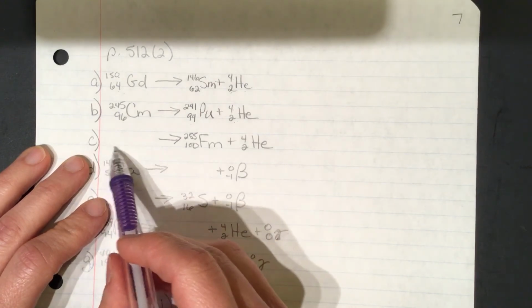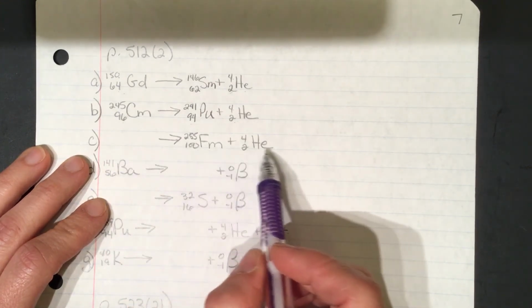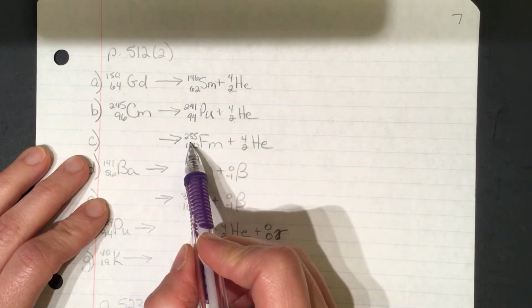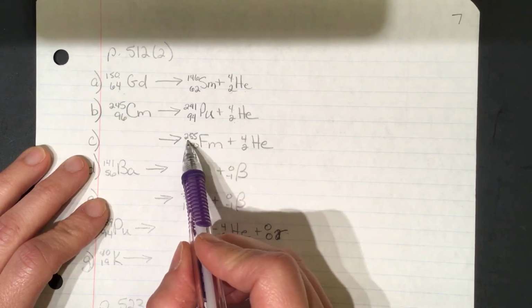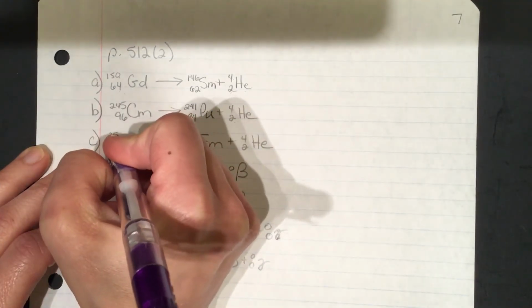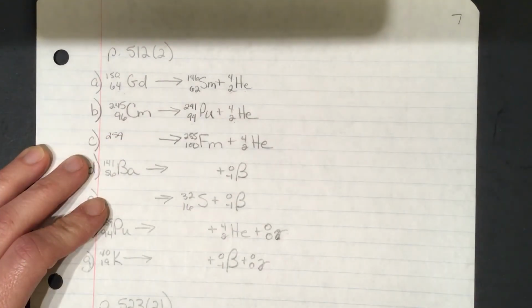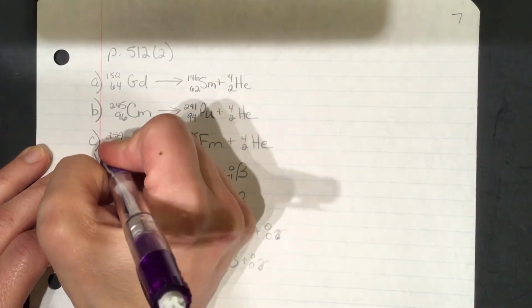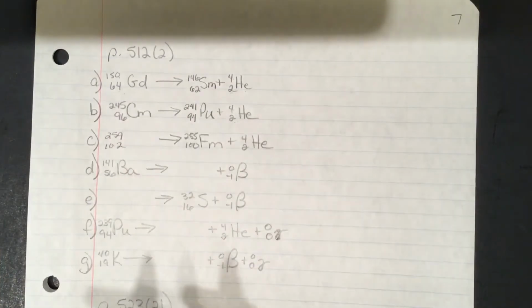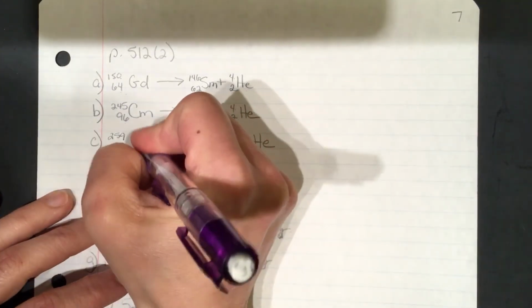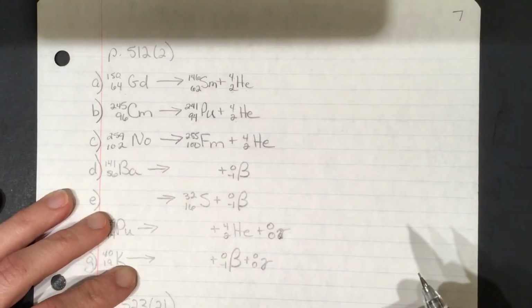Okay, now I want to know what undergoes alpha decay into fermium 255. So this one's even easier. 255 plus 4 is 259. And 100 plus 2 is 102. Well, I look up 102 and I have nobelium. So nobelium 259.